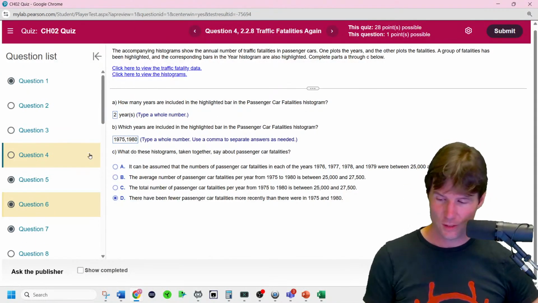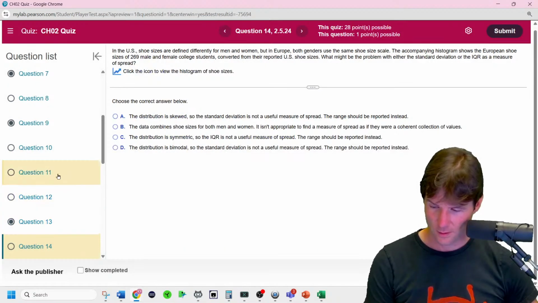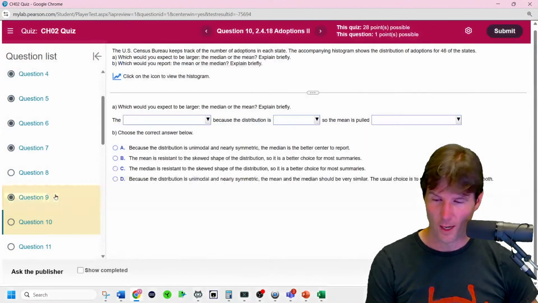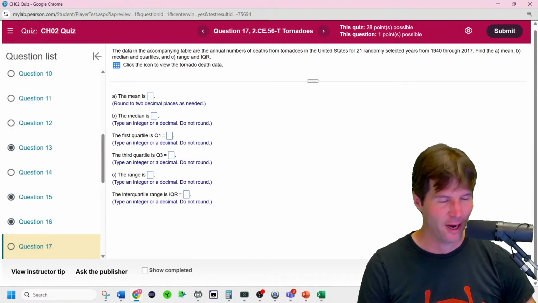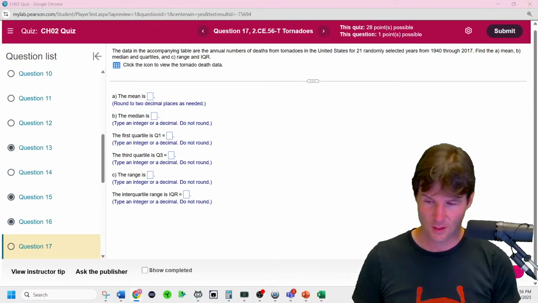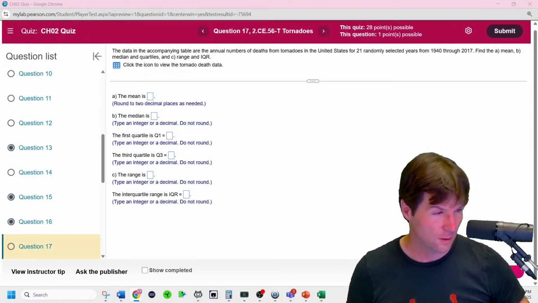Any more questions? We could probably do the other data one. Was it this one? No. Any more? Okay. Do this one. So many of the questions. The data in the accompanying table. Okay.